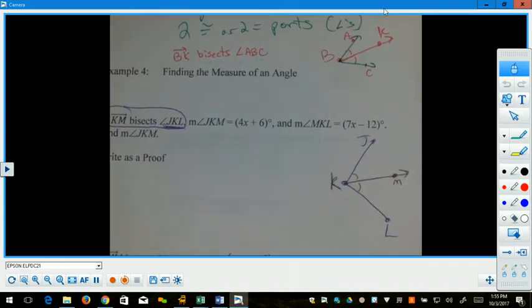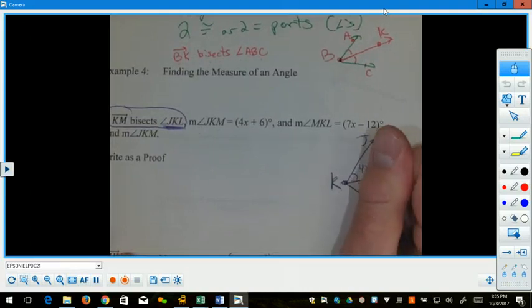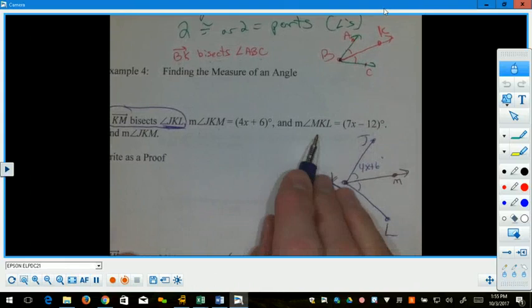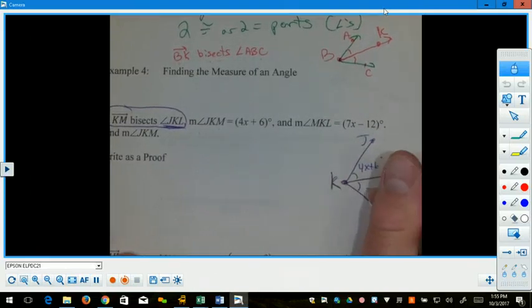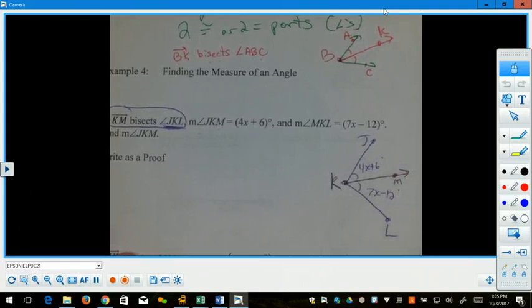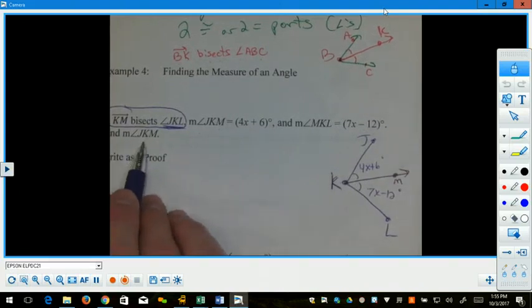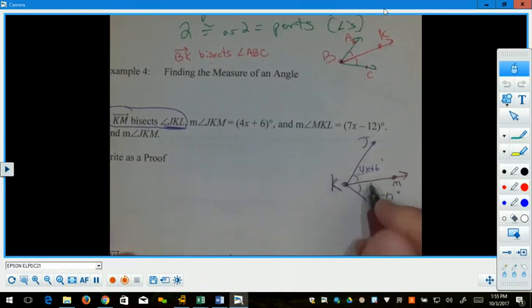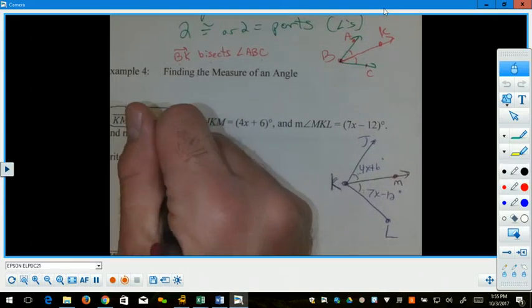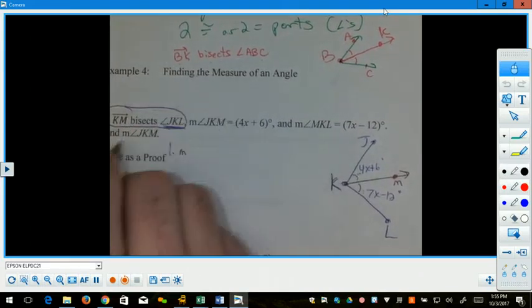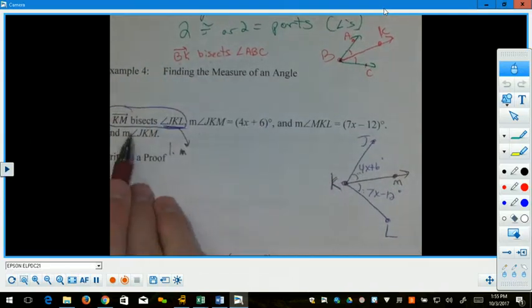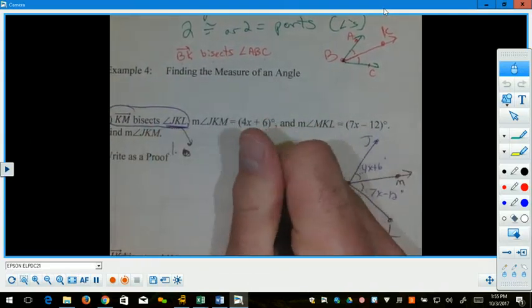So now I'm going to fill in my expressions. I have the measure of angle JKM, that expression is 4x plus 6. And MKL is 7x minus 12. Well, I have an expression for this piece, an expression for this piece. This plus this will add up to the whole thing, which is not what we're being asked to find though. But because it's been bisected, those two pieces are equal. So I can start my proof by saying, well actually what I should start with is this first thing, that it's been bisected. That's our given.